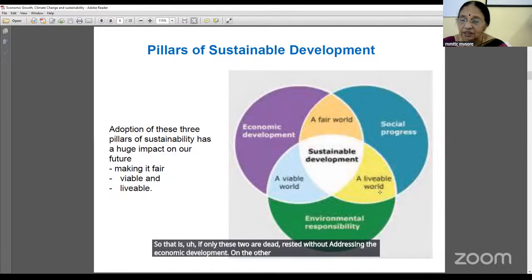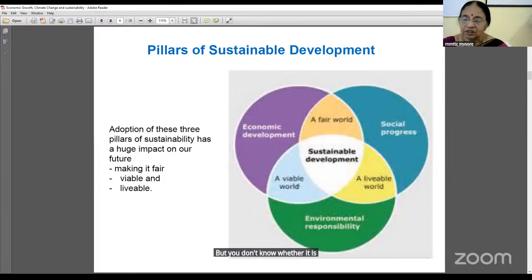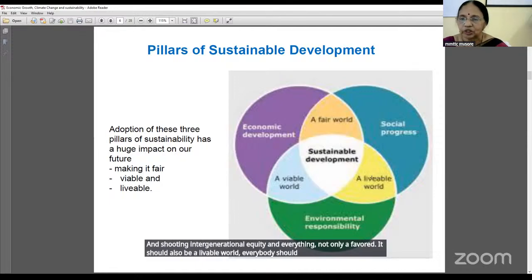On the other hand, if you address only economic development and environmental responsibility, you will again have a viable world, but you don't know whether it is fair or not. So in order to have a fair world, which is livable and viable, the world should not only be fair, ensuring intergenerational equity and everything, it should also be a livable world. Everybody should be able to live. And a viable world means a world which continues forever.